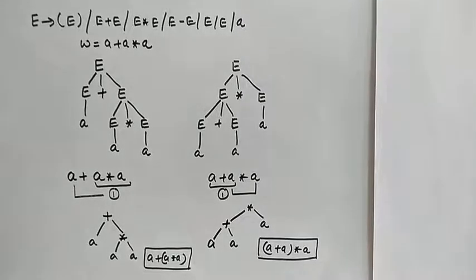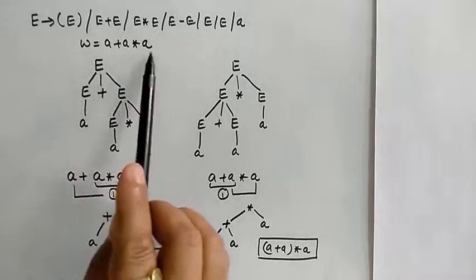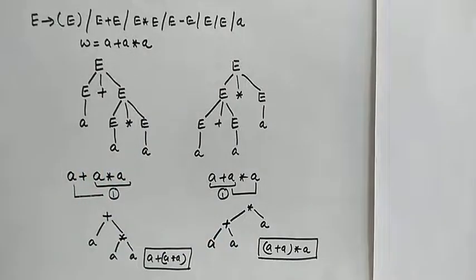Which is not desirable at all, because it will give two different answers. If we derive the string like this, the answer would be different, and if we derive the string like this, the answer would be different. But for a single expression, there should be a unique answer. So this ambiguity is not desirable at all. This is why a grammar must be an unambiguous grammar.